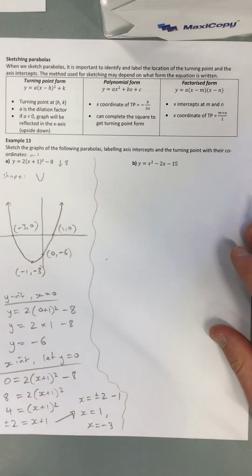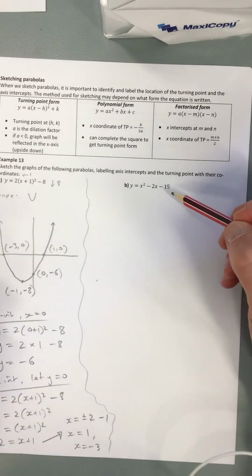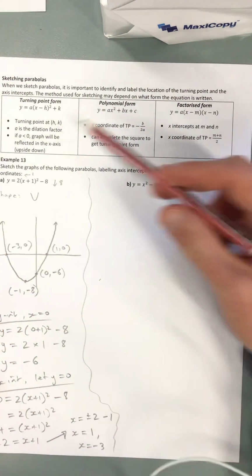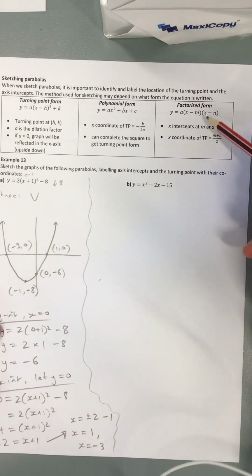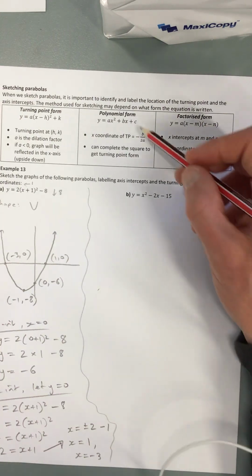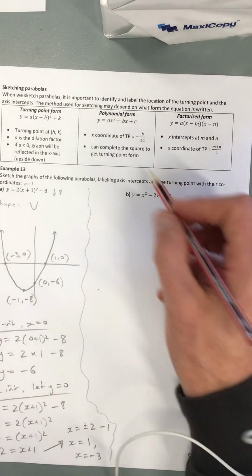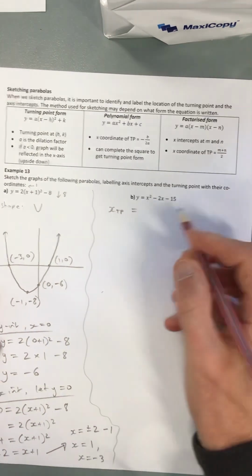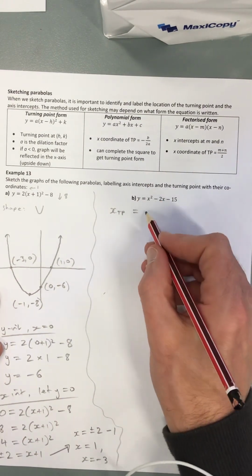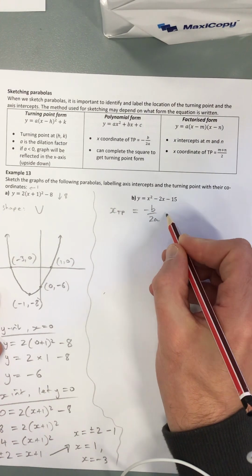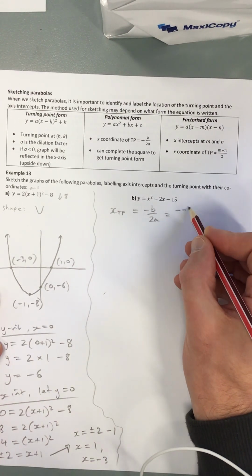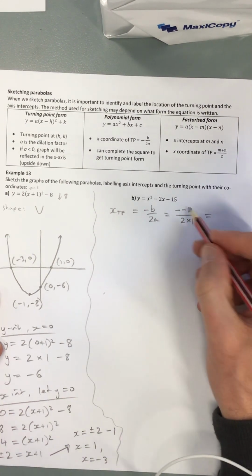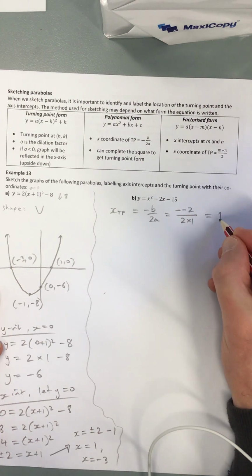Okay, second equation is given to us in polynomial form. So we've got a couple of different ways we could go. We could try to complete the square to get that in turning point form. Could even try to factorise it to get into factorised form if you wanted to. What we can do right away though is say that for the turning point, the x coordinate of the turning point is going to be equal to -b over 2a, which in this question is -2 over 2 times 1, which is actually just going to be +2 over 2, so that equals 1.